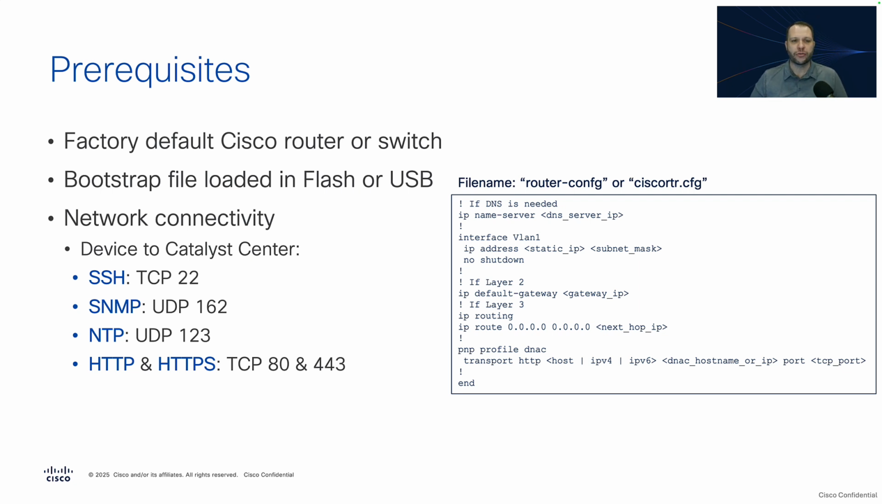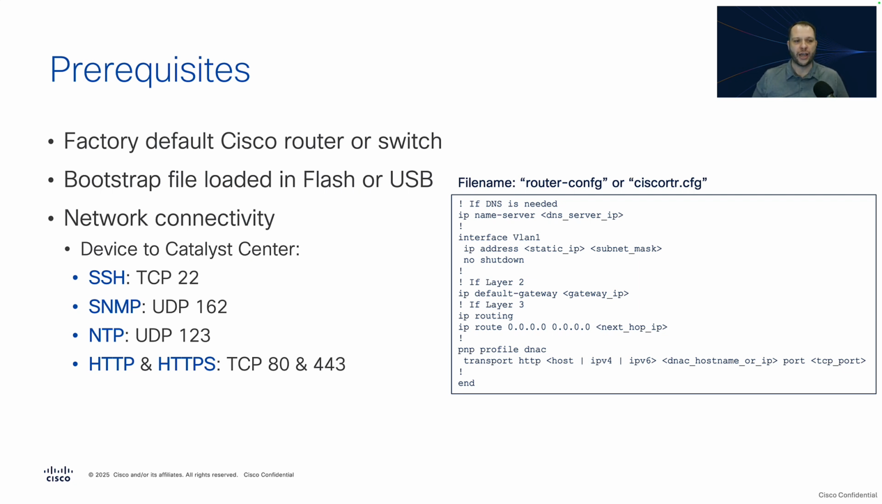Secondly, we'll need a Bootstrap file that is either loaded into local flash or is on a USB flash drive connected to the device. And then finally, that Bootstrap configuration file will have to provide network connectivity, just enough information so that the device can get on the network and be able to reach Catalyst Center.